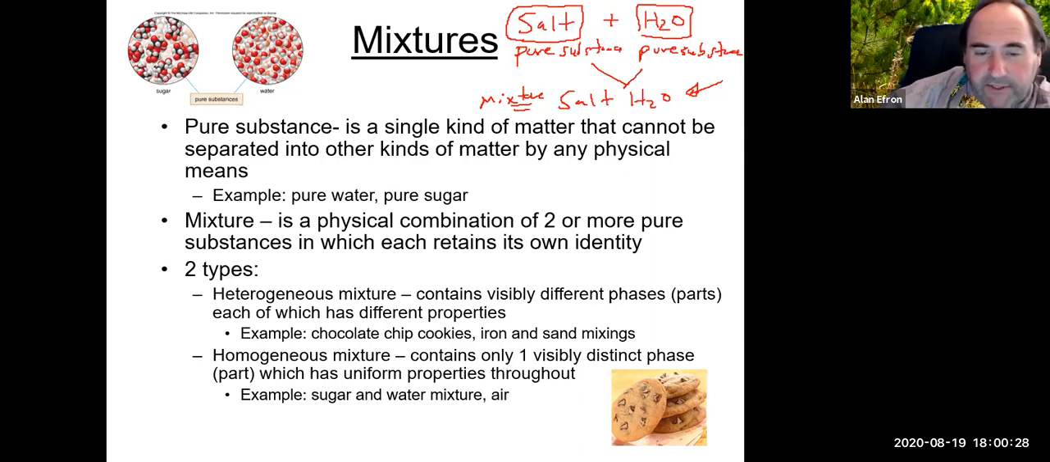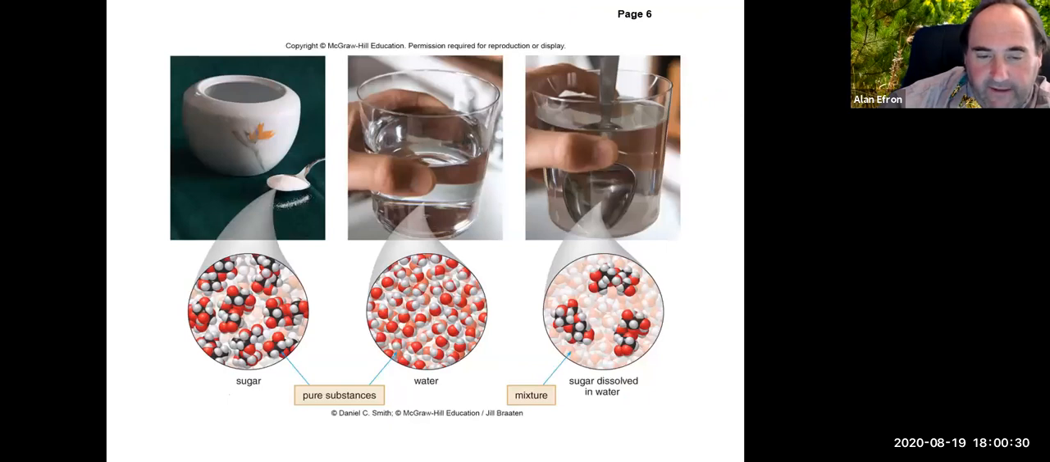Now, mixtures, regardless of the classification, homogeneous or heterogeneous, you can definitely separate out the original components.